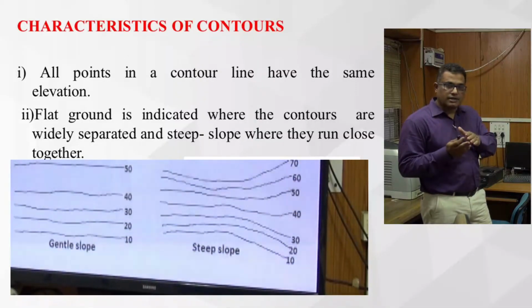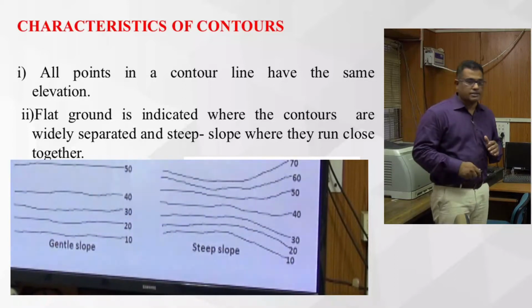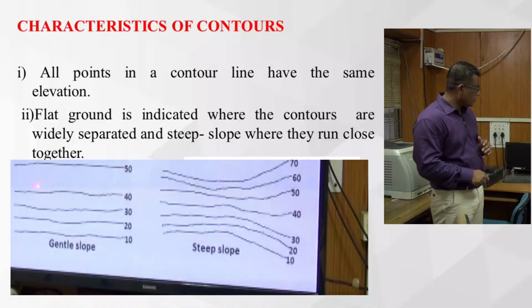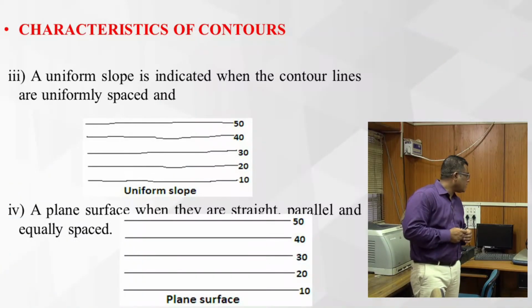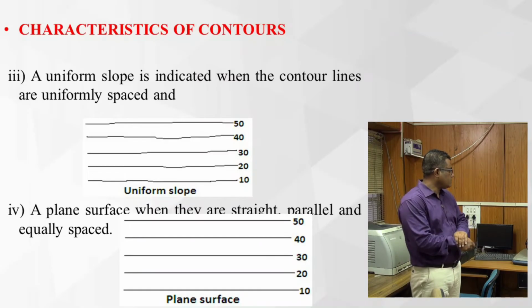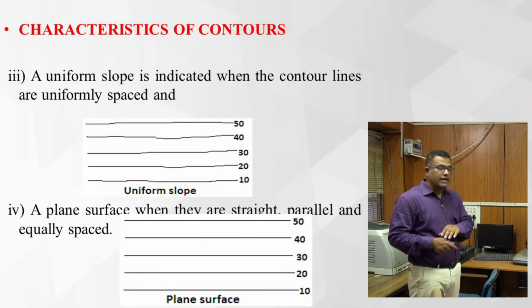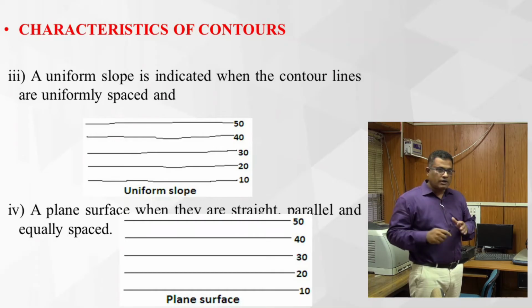If it has a certain gentle slope, then it will have certain uniformity in the lines. Like in this figure, there is a gentle slope, it is sloping gently. Third property: uniformly spaced area will have uniformly spaced contour lines, and a plain surface or terrace-like, stepped area will have plain parallel lines.